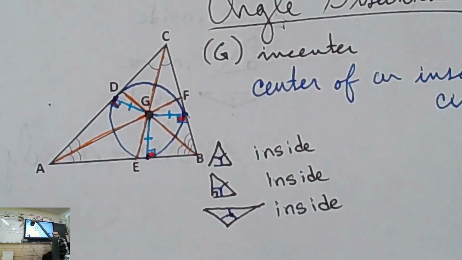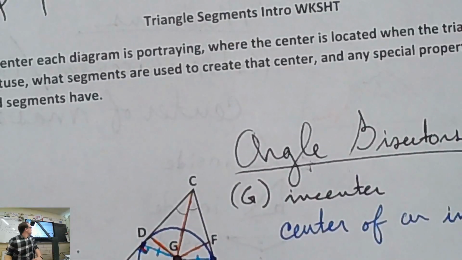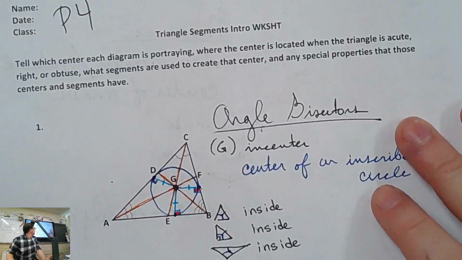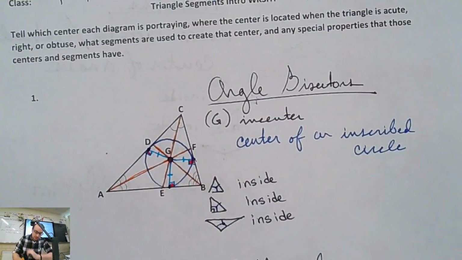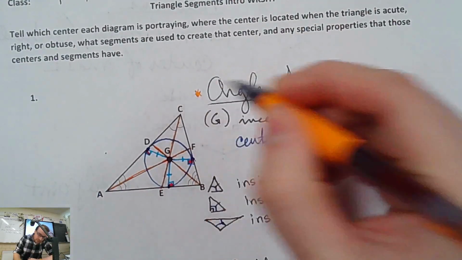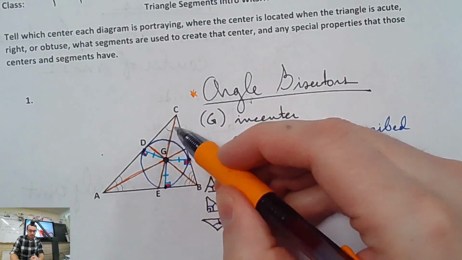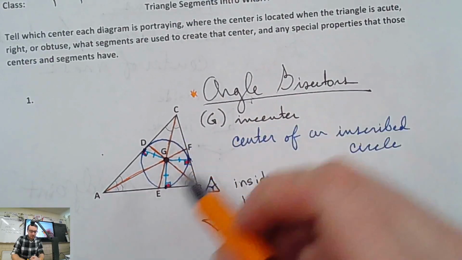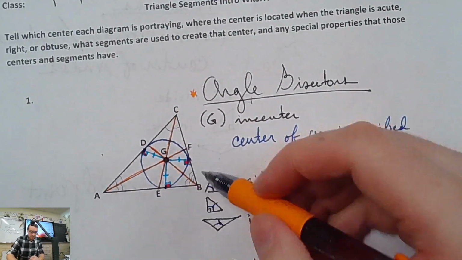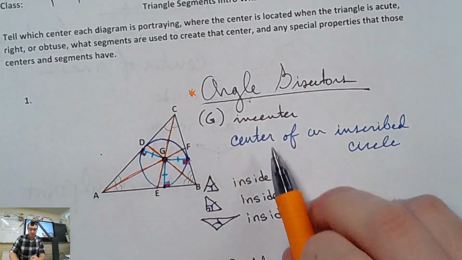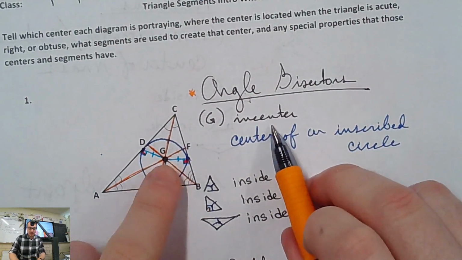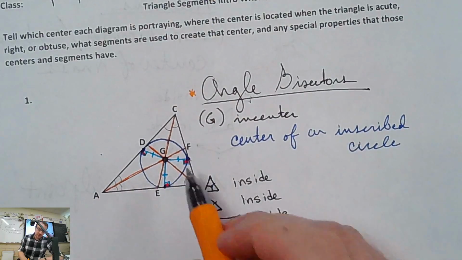Terminology. The angle bisectors are these orange lines, right? They cut these angles in half. This angle gets cut in half. This angle gets cut in half. And this angle gets cut in half. Where they intersect is the incenter. We call it the incenter because it's actually the center of an inscribed circle.